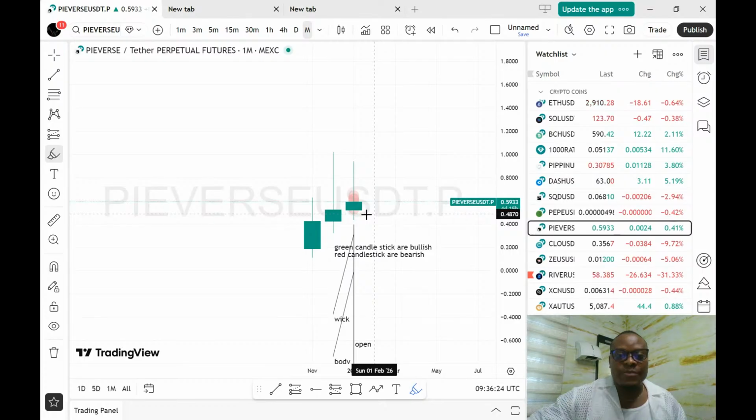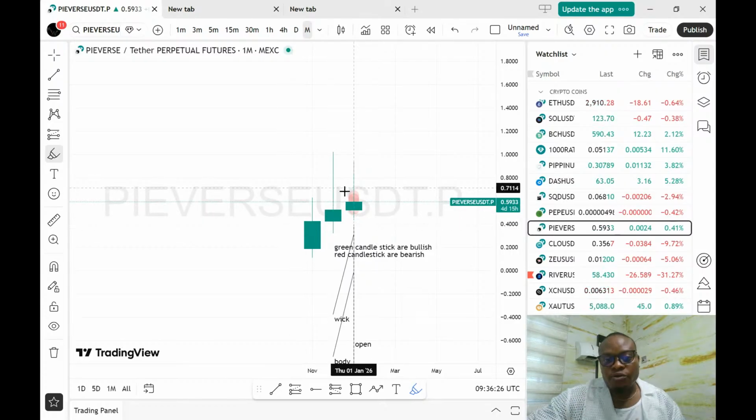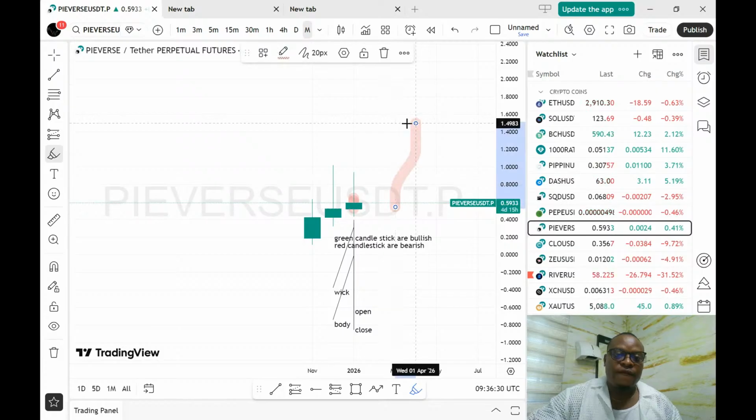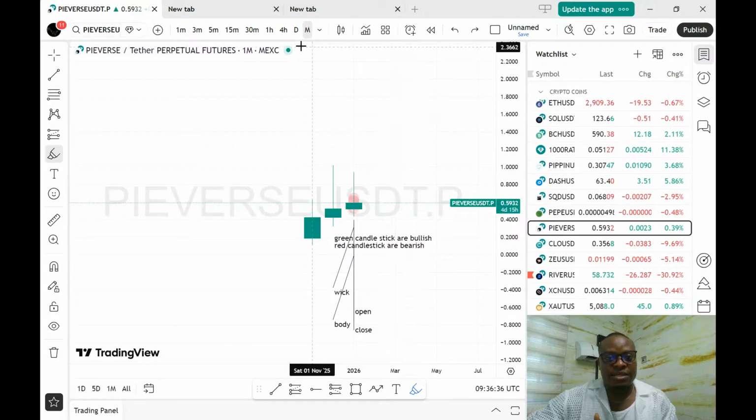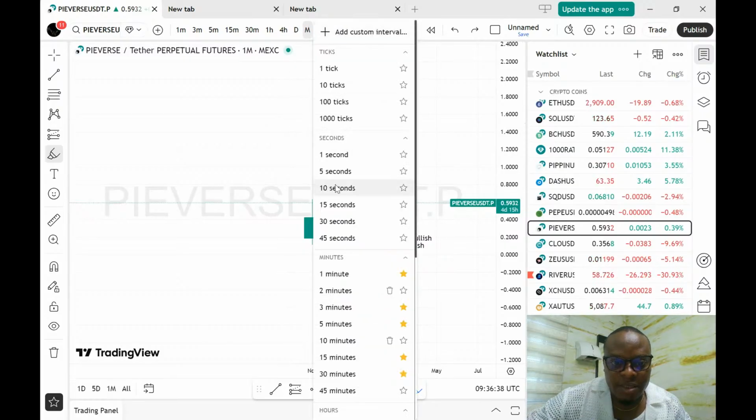So now this 3 months candlestick, I want to break it down. If I break it down to weekly, 4 weeks make 1 month, right? So if I break it down to weekly, we'll have 12 candlesticks. Now let me break it down to weekly.